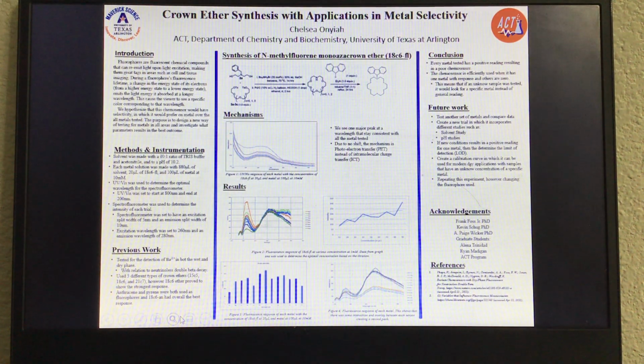This is crown ether synthesis with applications in metal selectivity. So just a brief background, fluorophores are the main component of this project, and they are fluorescent chemical compounds that re-emit light upon light excitation.